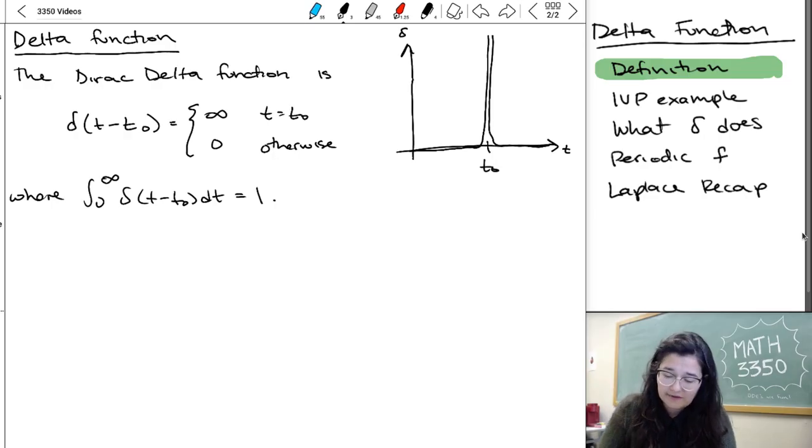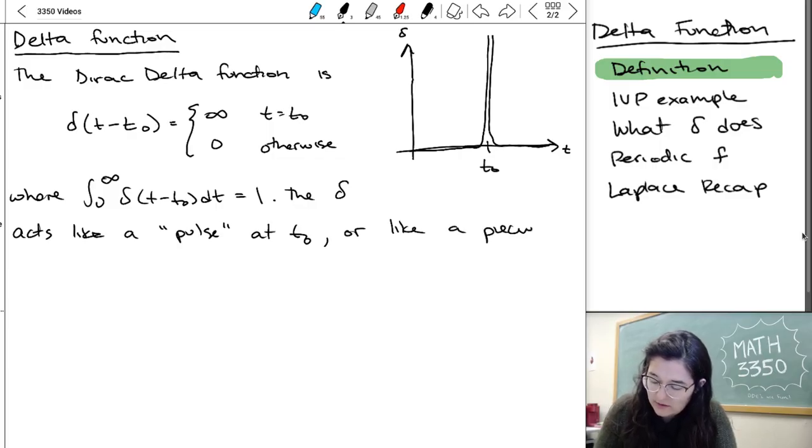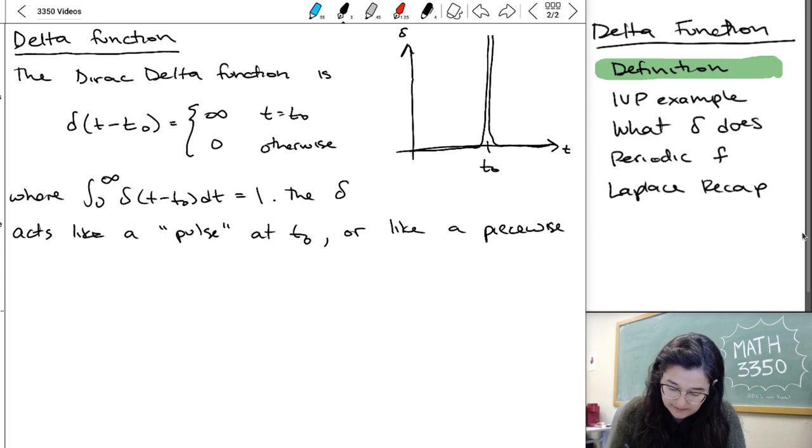The reason we learn about this function is because it acts like a pulse at t0, so it's telling us if something suddenly happens and we wanted to describe that in a differential equation, we could do it with the delta function. And then if you want mathematical intuition for how the delta function is behaving, you can think about it like a piecewise constant function.